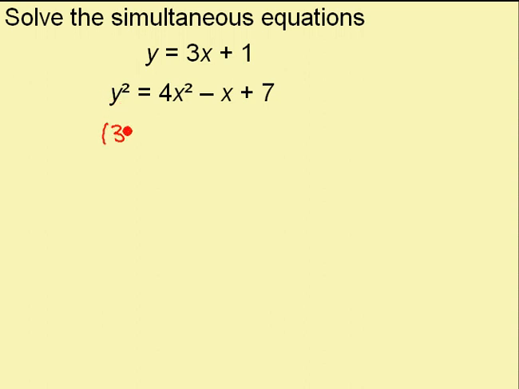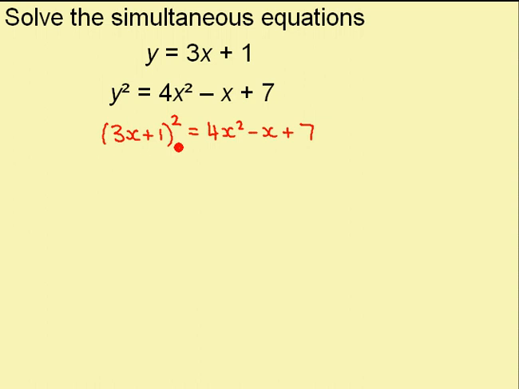So I've got 3x plus 1, and you can see that here y is squared, so I need to square it. And that's equal to this, 4x squared minus x plus 7. I've now made one single equation, and I've only got one unknown, which is x, in it. What I'm going to do now is solve this equation.